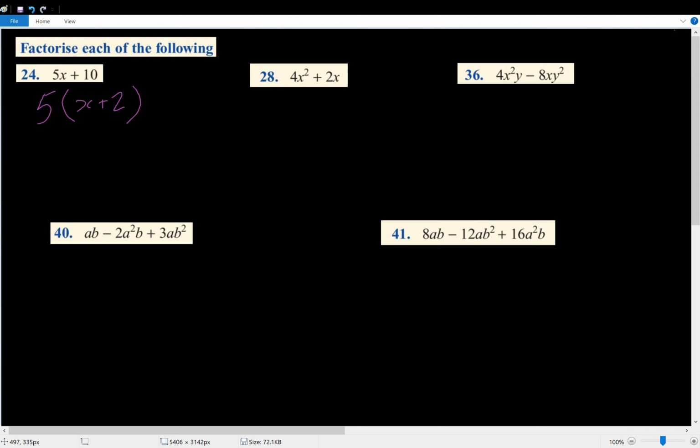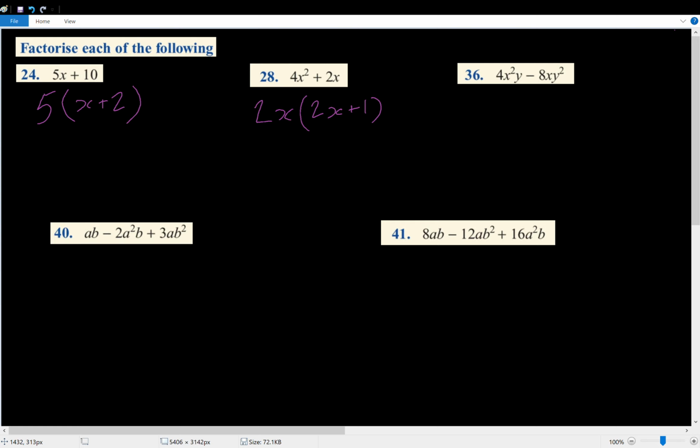If we look at 28, we have a letter, a variable, in both of our terms. So we're going to be looking for the highest common factor for the numbers and the letters. Our highest common factor between 4 and 2 is 2. And our highest common factor between x squared and x is x. And we open a bracket. So 4x squared divided by 2x is 2x, and 2x divided by 2x is 1. And that's that expression factorized.